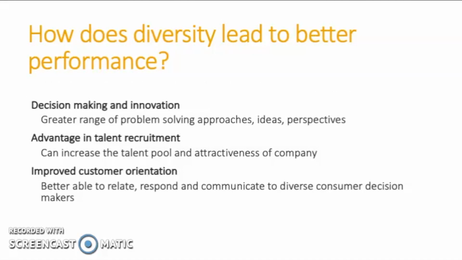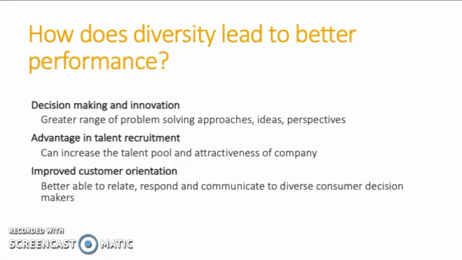So how exactly does diversity lead to better performance? It leads to better decision-making and innovation, a greater range of problem-solving approaches, ideas, and perspectives, and that's because you have, like it says, different perspectives from different cultures. It takes advantage in talent recruitment, so it can increase the talent pool and attractiveness of a company and improve customer orientation. So being better able to relate, respond, and communicate to diverse consumer decision makers.